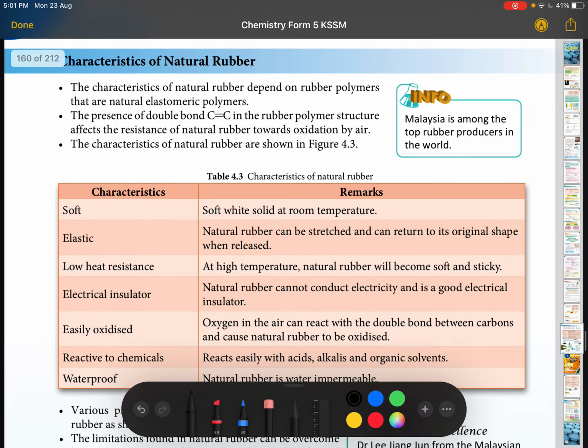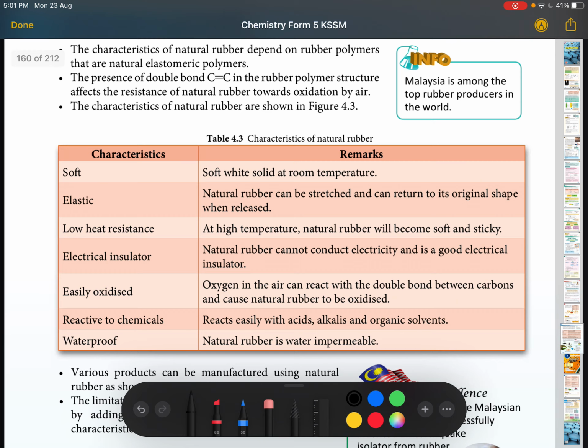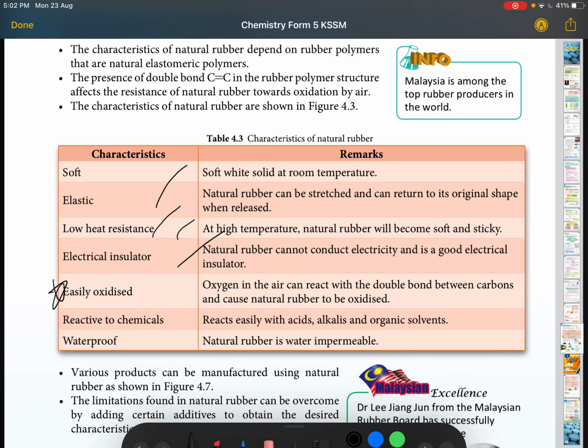First of all, I want to talk about the characteristics. It is obviously soft and elastic. It is not resistant to heat, but it's also an insulator. It can be easily oxidized. I'll talk about this one later.